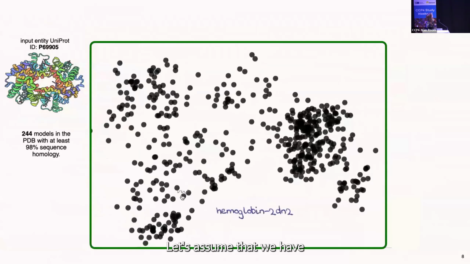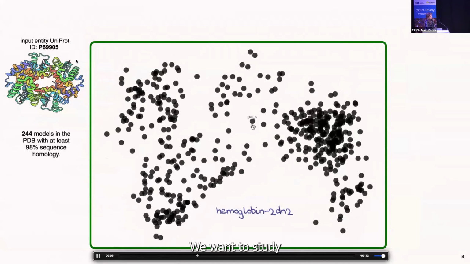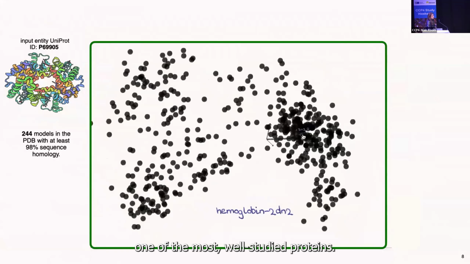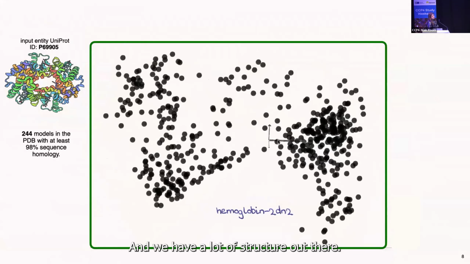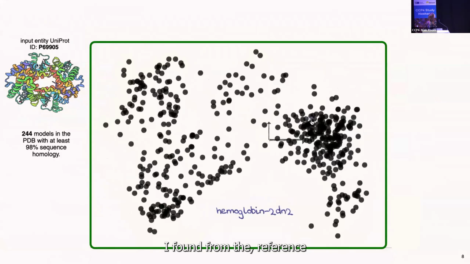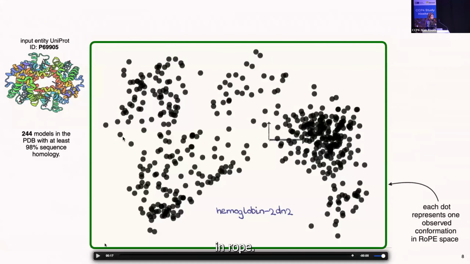So let's assume that we want to study the structure of hemoglobin. Of course, it's one of the most well-studied proteins, and we have a lot of structures out there. For example, here you can see that from the reference sequence that I entered, I found 244 models in the PDB with 98% sequence homology, and this is how it looks in ROPE.